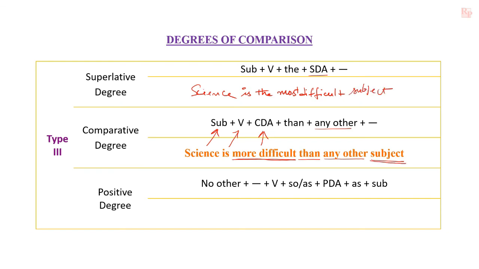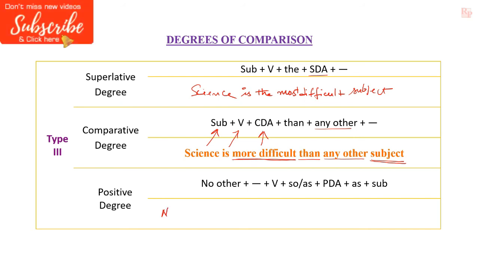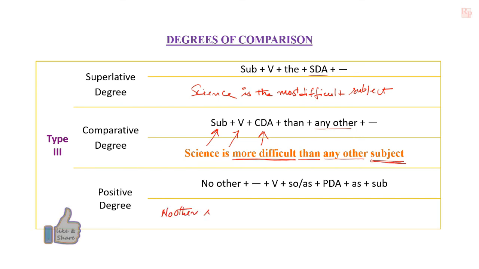And let us see how to change it into positive degree. To change a comparative degree into positive degree in this type, you have to start it with "no other". The subject is the last part of the sentence here. No other subject, then verb is, "so", and the positive form of the adjective; for "more difficult" it is "difficult", and then "as", then the subject mentioned at the end of the sentence. No other subject is so difficult as Science.